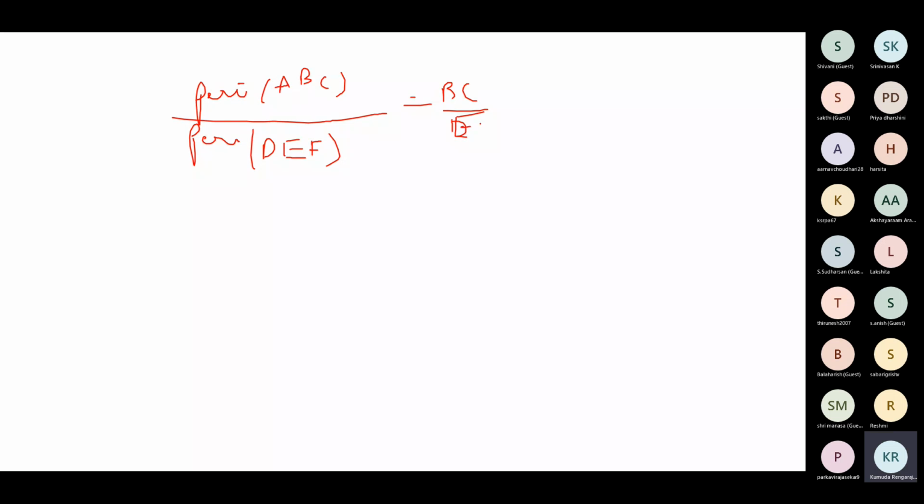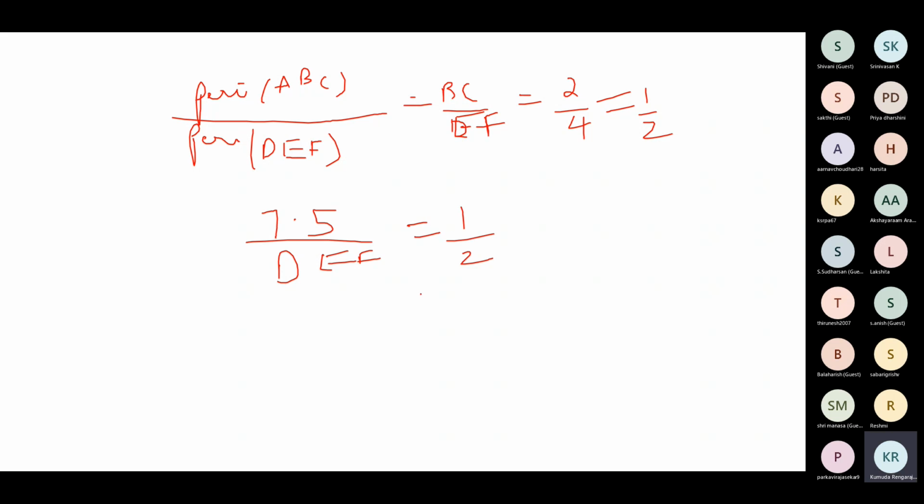EF, sorry. BC by EF, remember, 2 by 4, which is 1 by 2. The ratio is 1 by 2. So this is the proportion. The perimeter of this one by this one is equal to 1 by 2. So perimeter of ABC is 7.5 divided by perimeter of DEF, which is equal to 1 by 2.